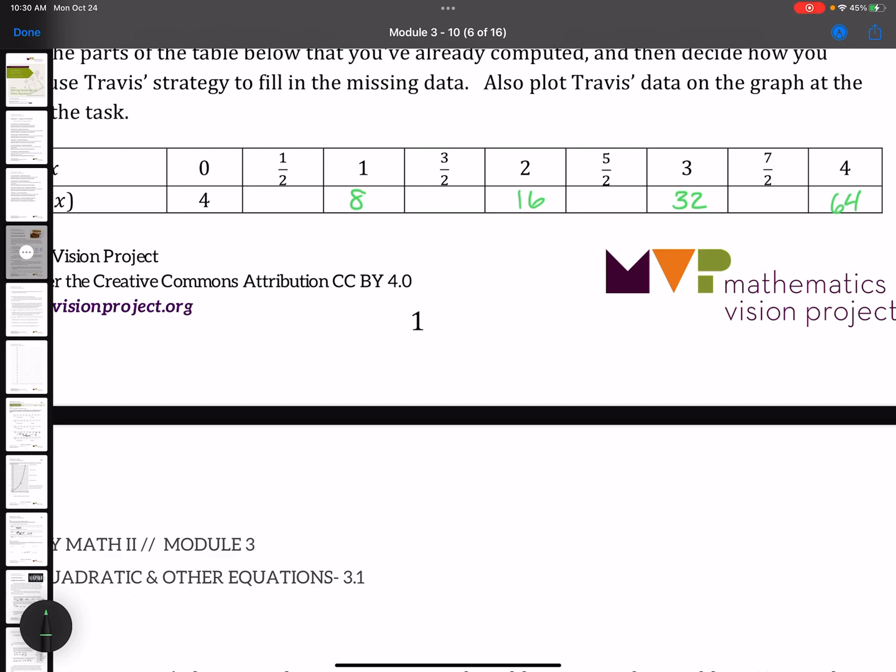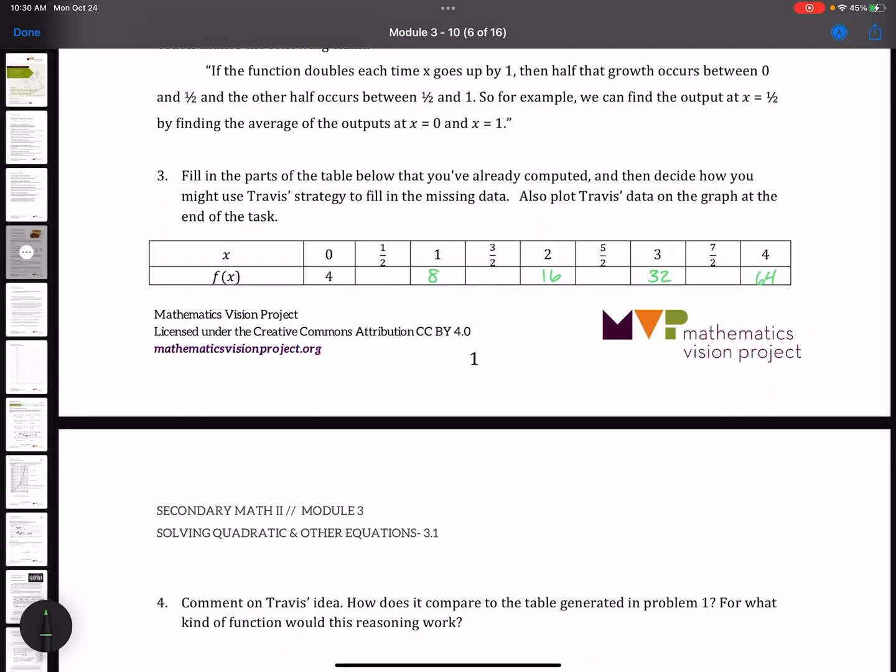Snap. All right. So then how can we use Travis's kind of idea to figure out 1/2? What was his idea?